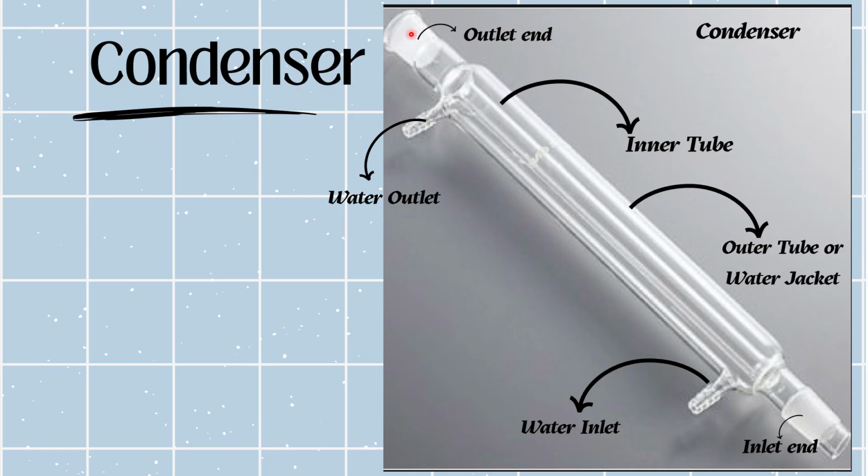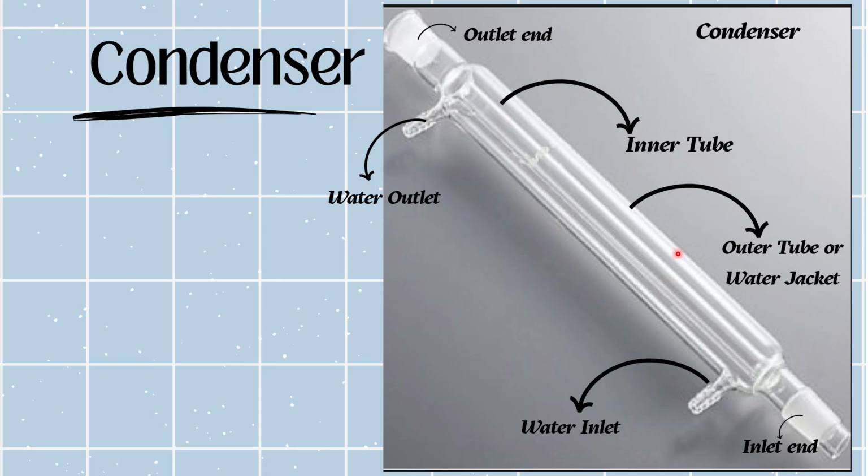So this end is called the outlet end because through this the liquid comes out, which we collect, and this is called the inlet end. Through this the steam enters and passes through the condenser. Now as you can see, inside this long tube we have two tubes present. One is the inner and another one is the outer. This is called the inner tube and this one is called the outer tube.